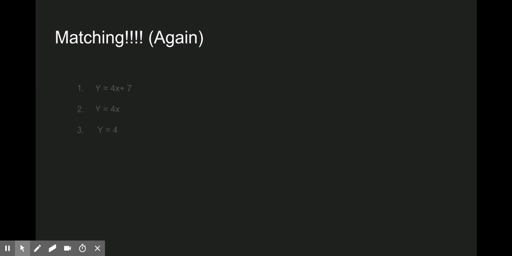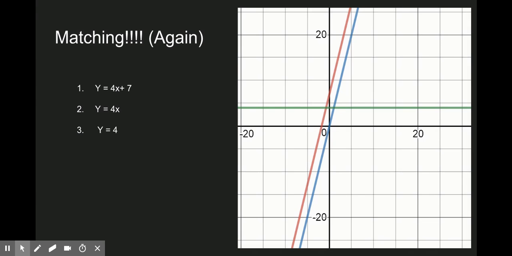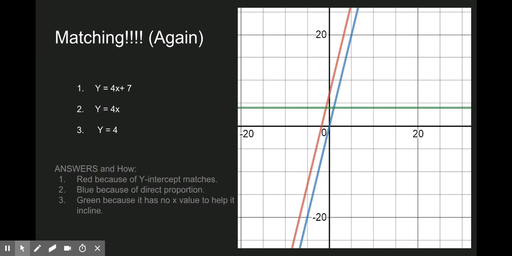Matching again. Match the equation to the following colored line. So, for example, if there was a purple line, you would match the purple equation to the purple line. 5 seconds. Guessed it? Cool. So here are the answers.